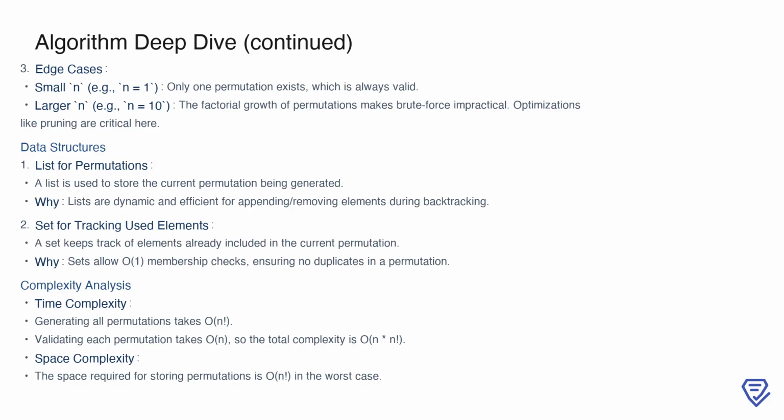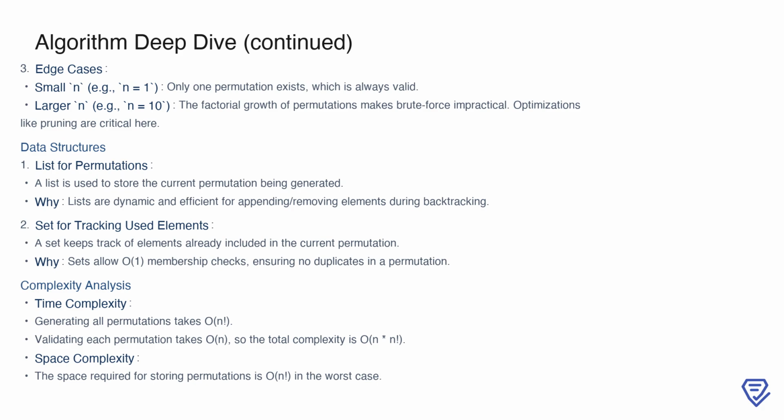In terms of data structures, we use a list to dynamically build the current permutation during backtracking. Lists are ideal here because they allow efficient appending and removal of elements. Additionally, we use a set to track which elements have already been included in the current permutation. Sets are useful because they provide constant time checks for membership, ensuring that numbers are not repeated within a permutation.